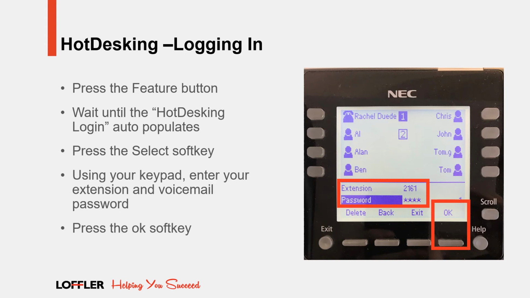Using the keypad, enter your extension and voicemail password. Then press the OK soft key. Your name and extension will appear on the phone. This phone will function as your phone while you are logged in.